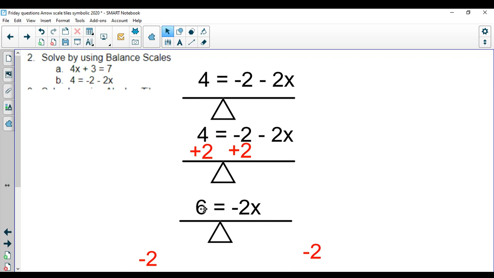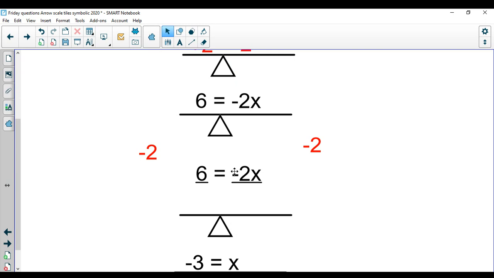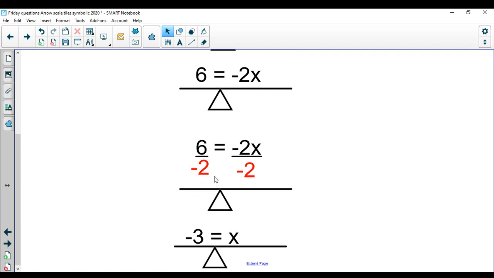Restate my question: 6 equals -2x. Now I have to remove that -2. There's no more like terms, so I have to either multiply or divide. In this case, it's divide. I have to divide by -2, balance my equation, divide by -2. -2 divided by -2 is going to be x. 6 divided by -2 is -3. -3 equals x is our solution.